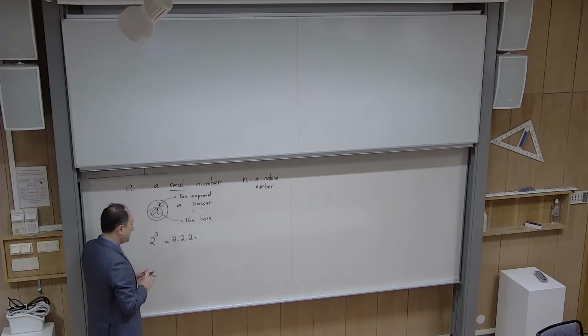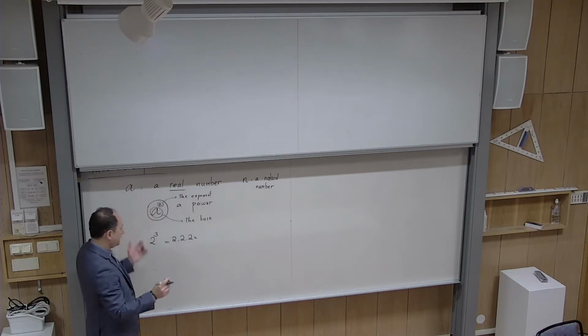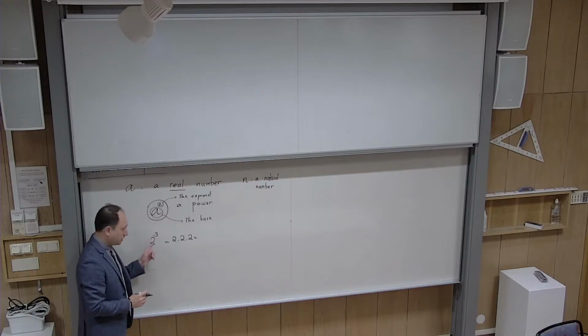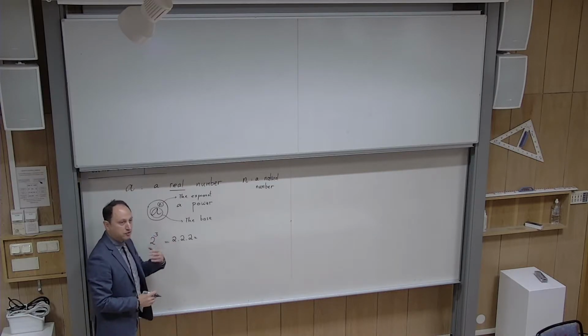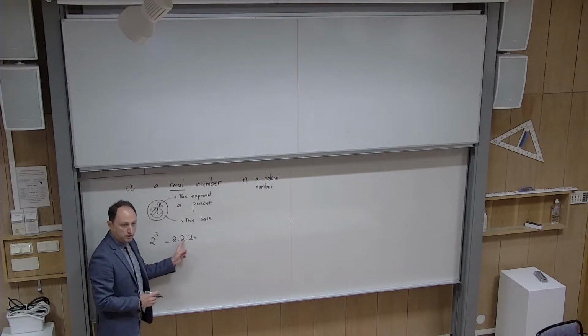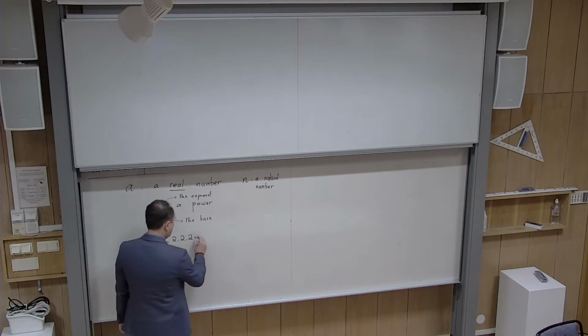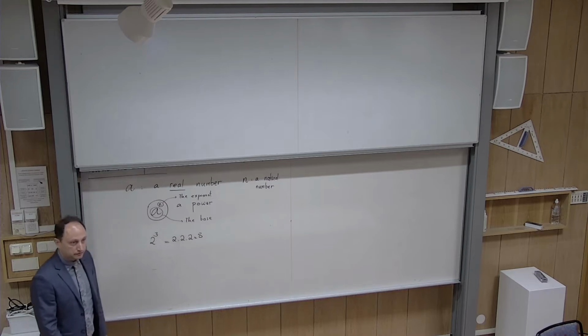So be careful. Still, I see some students say immediately 6. That's not the product. It is not the product of 3 by 2. It means multiplying 2 by itself 3 times. So 2 times 2 is 4. 4 times 2 is 8. So the answer to this is 8.